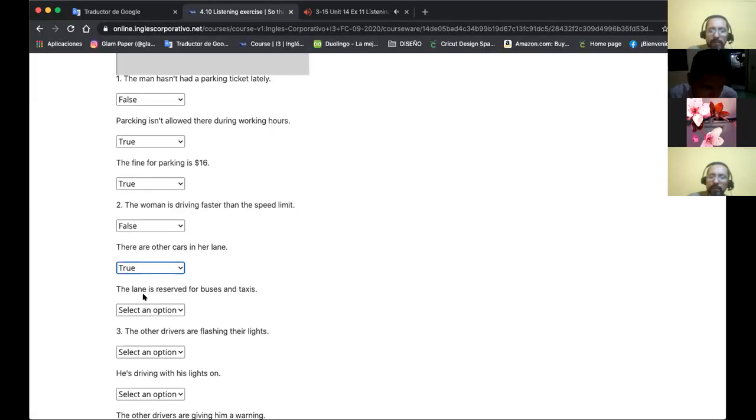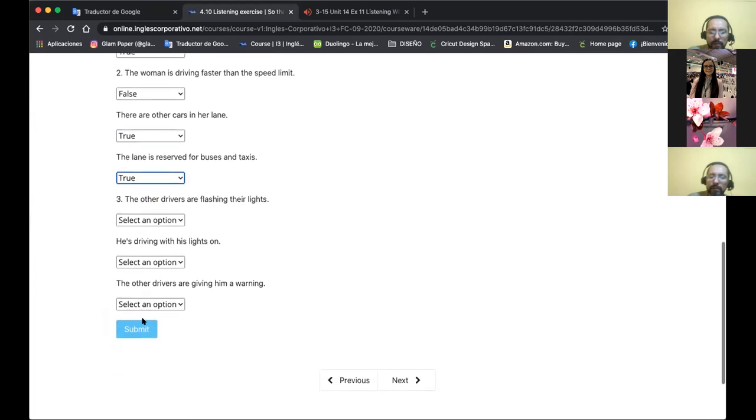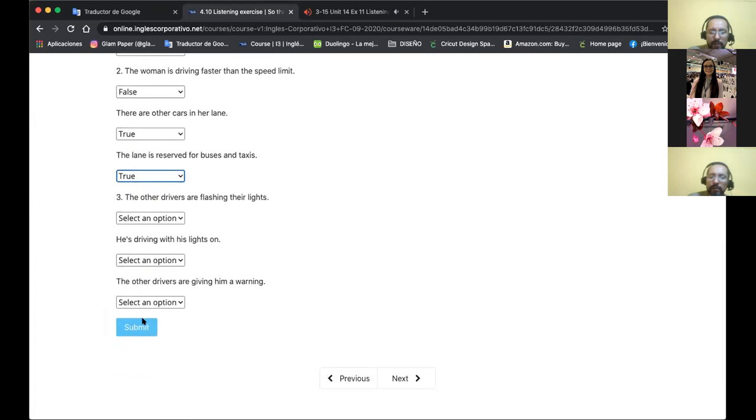The last time driving toward us. Okay, the lane is reserved for buses and taxis. Yes, it's true. Okay, the next one. You're right. I see what you mean. There's another one. Maybe my lights are on or something. Let me check. No? The other drivers are flashing their lights. It's true. The next is driving with his lights on. They're off. Do you think there's an accident up ahead?